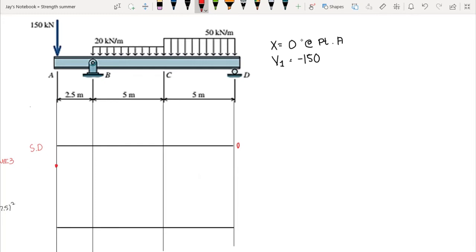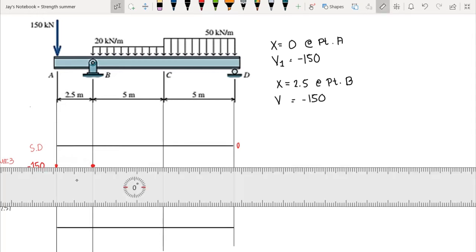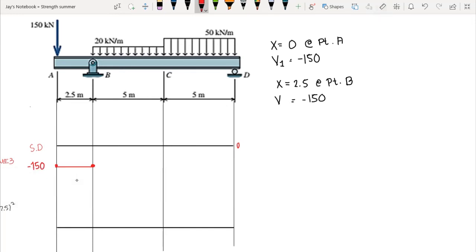We will not try to draw our diagram to scale due to space constraints. Now at x equal to 2.5, this is at point B, we will still be using this equation, and our V here is also equal to negative 150. Since we don't have a load here, the shear diagram is of 0 degree order. So we plot it by connecting these two with a perfect horizontal line, that is negative 150.